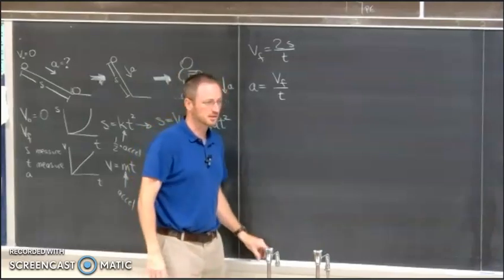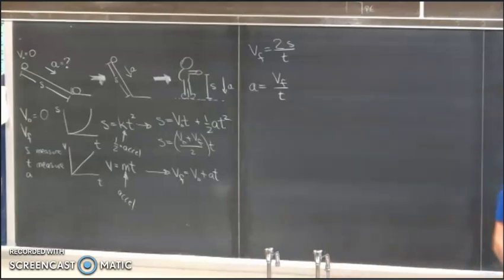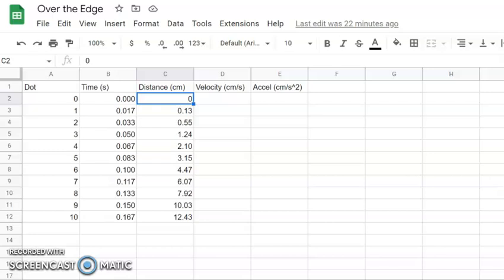So let's switch and start taking a look at the data table and then make some graphs. Here's our data table with my measurements. That last digit is a guesstimate. If you paused the video and made your own measurements, you're likely to have a slightly different last digit estimate. That's okay.